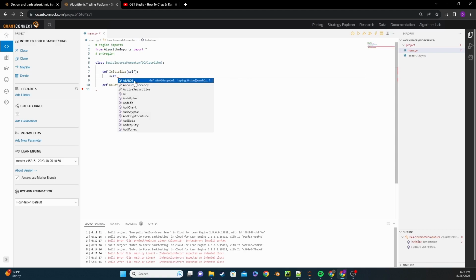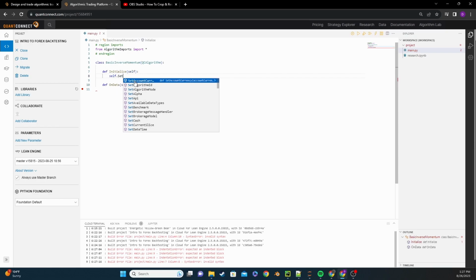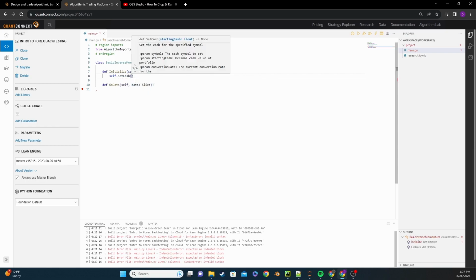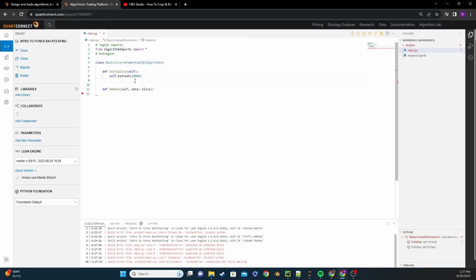First, I want to set my cash, so I need to set how much I'm going to be trading with. We're going to come here and say set cash, and we're going to do 10,000. This is going to be 10,000 units of the currency, which is probably going to be the US dollar. So we're setting the cash in our class.